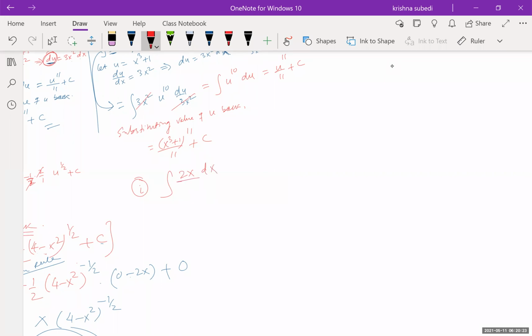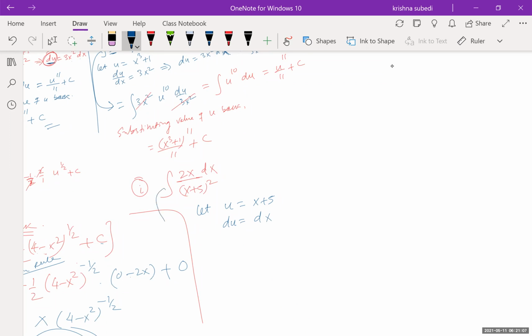2x dx over (x plus 5) square. So the first thing you need to figure out is, what do you want to substitute for u? Of course, x plus 5. Everybody agree on that? Okay. Then du equals dx. So it's already solved for du, already solved for dx. Doesn't matter what value you want to put.